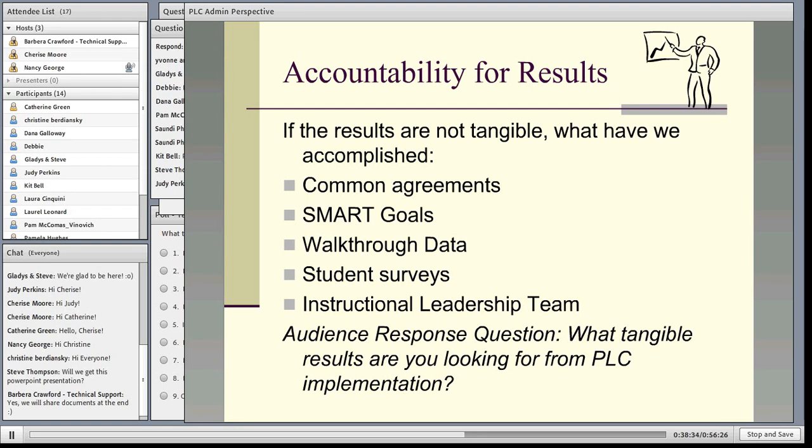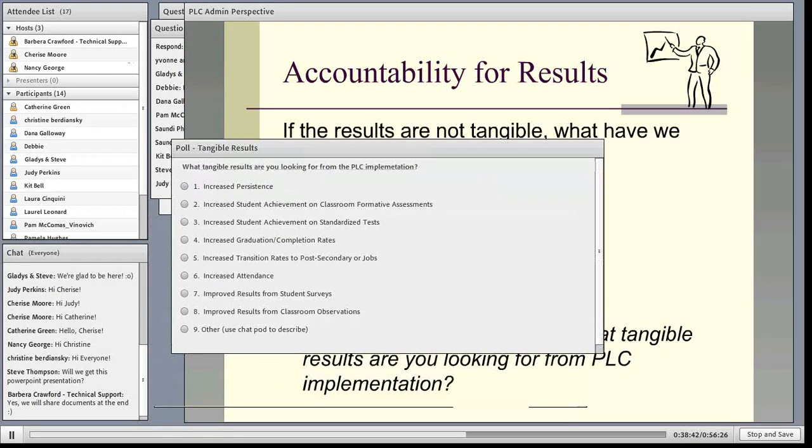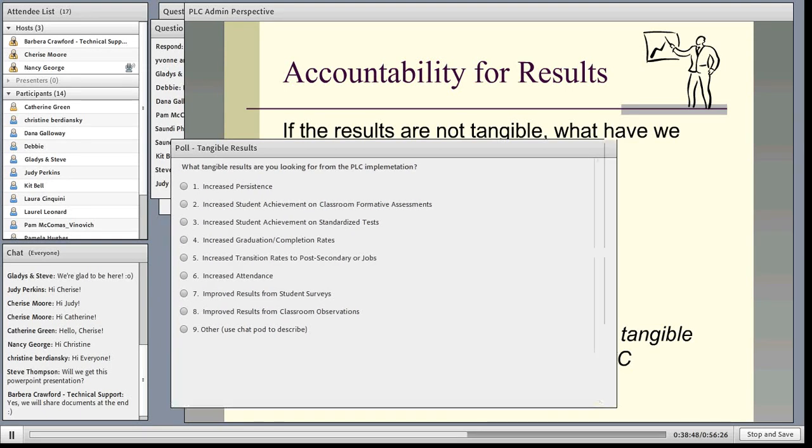So what I want you to do now is to think about what tangible results you are looking for from PLC implementation. We have a poll here that you can respond to, and if items 1 through 8 don't match what you're thinking of in terms of tangible results, then you can use the chat pod to describe any other tangible results that you're looking for. So please respond.